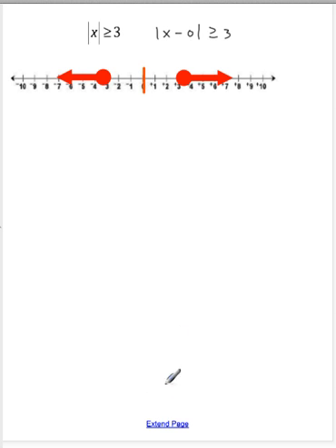So if we take another case, maybe this time we'll take a negative, we'll shift it the other way. So let's say we've got x minus negative 2 is greater than or equal to 3. And you'll usually probably see this written as the absolute value of x plus 2 is greater than or equal to 3.